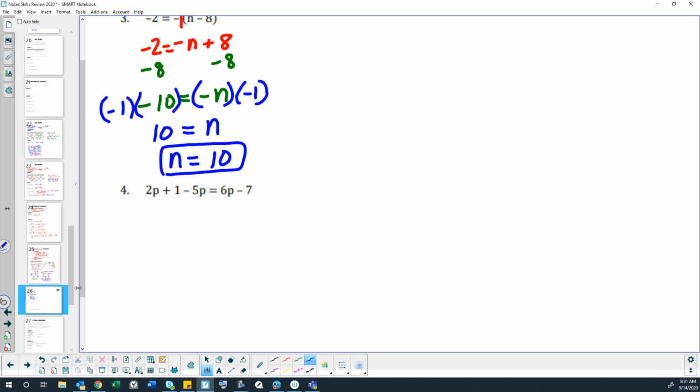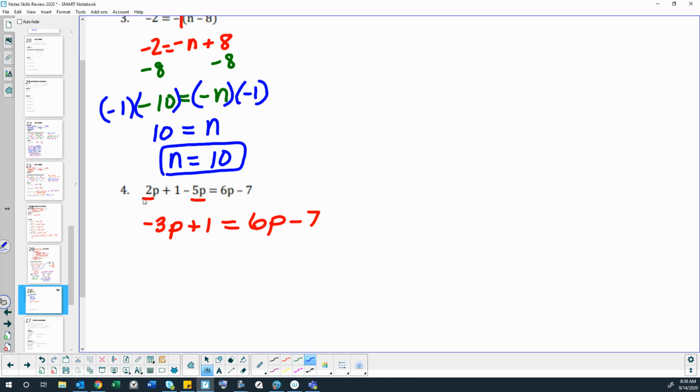Notice first off on number 4 that there's no parentheses, so you don't have to do step 1. There's no distributive property. So looking at example 4, we didn't have to do distributive property. So we're just going to go to step 2, which is let's combine our like terms on one side. On the left side, we have 2p and -5p. We just combine those together. So 2p plus -5p, and we get -3p. We still have a +1. And on the right side, there's nothing to combine together because nothing is like terms on the right side.